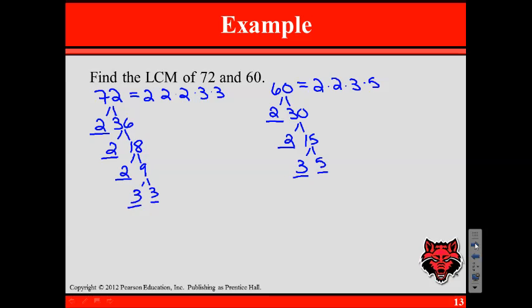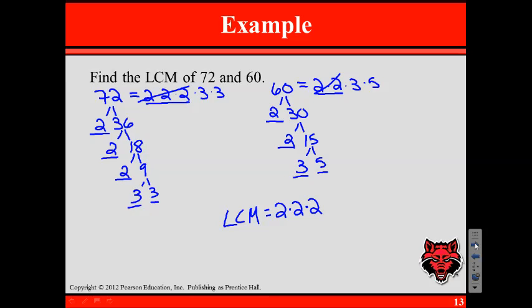When I look at each factorization, we have 2's, we have 3's, and we have 5's. In the first list, 2 shows up 3 times. In the second list, 2 shows up 2 times. So the greatest number of 2's we have in any given list is 3. The most it shows up in any list is 3 times. So I'm going to write down my LCM equals my greatest number of 2's, which came from the factorization of 72. So we're finished with the 2's, all of them.